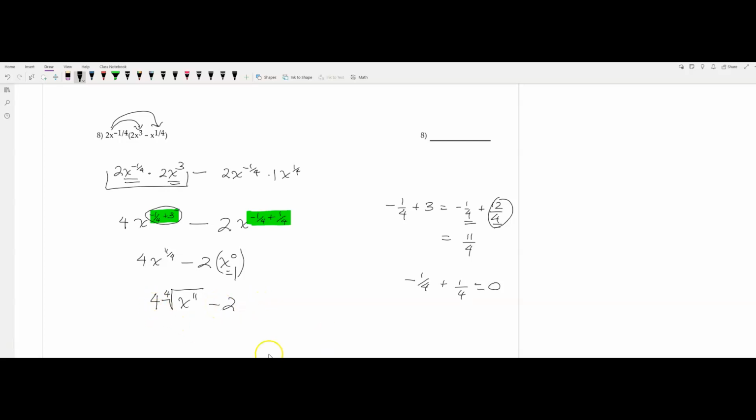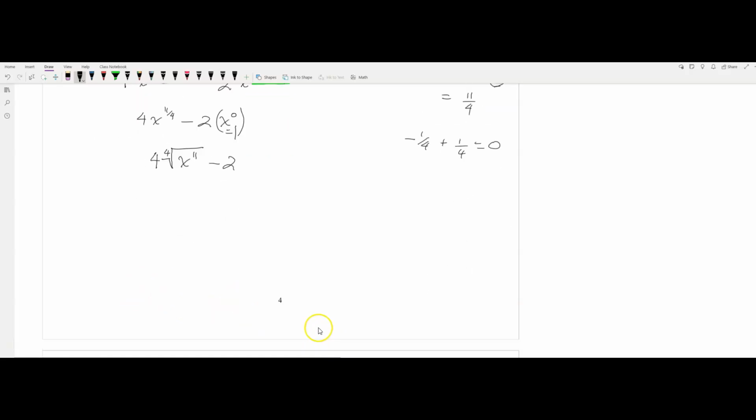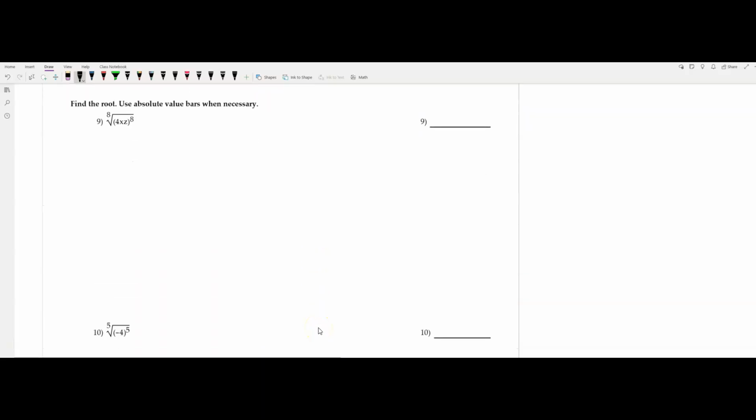All right, so that's it. That's the answer. Let's move on. So here we want to find the root and we want to use the absolute value bars when necessary. I like the way they use finding the root. Yeah, you're finding the root.